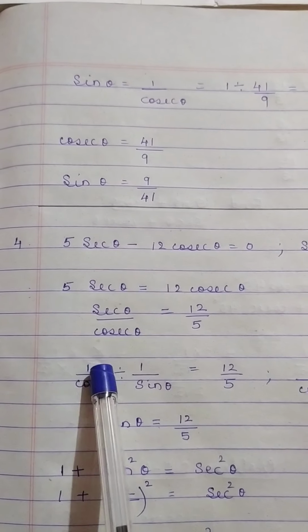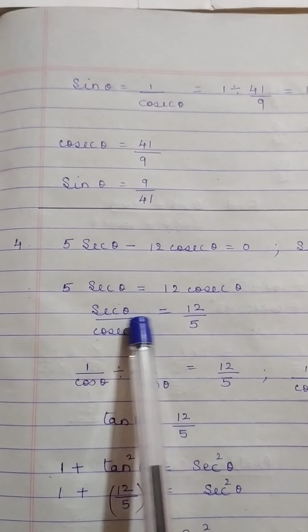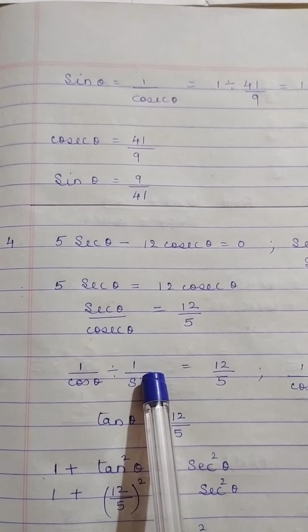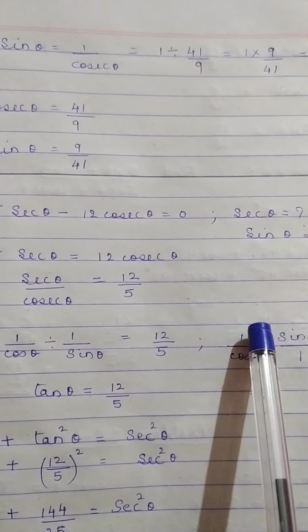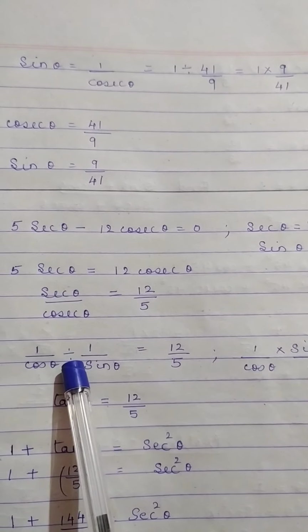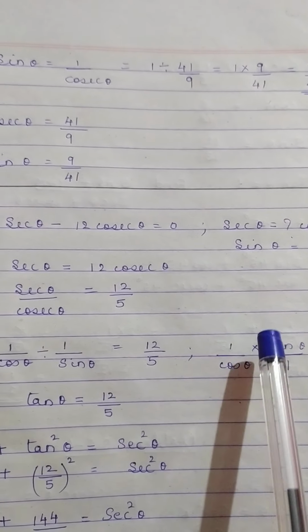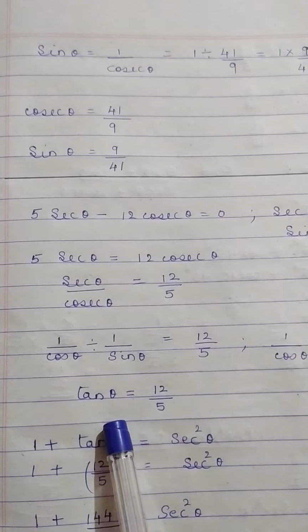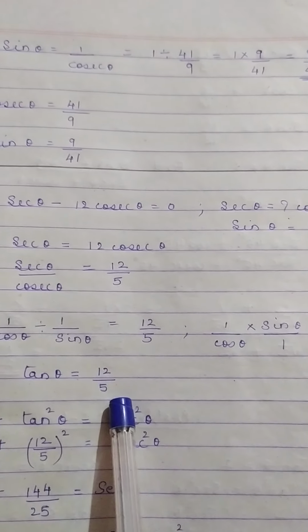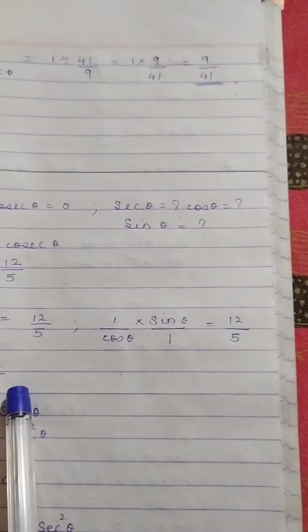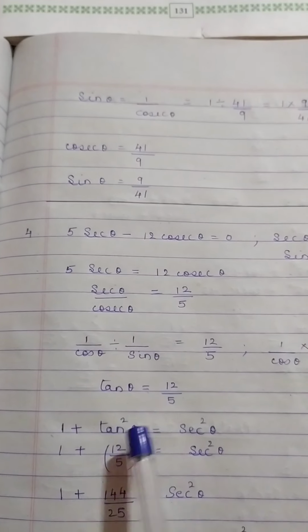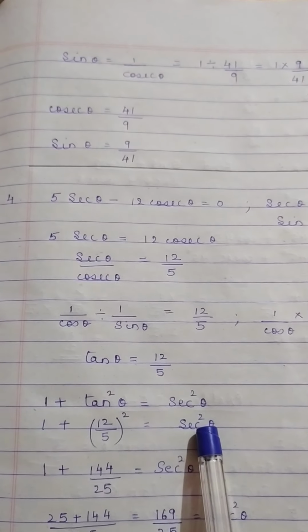Now what is sec theta? 1 by cos theta divided by, which is this sine. What is cosec theta? 1 by sine theta. So 1 by cos theta divided by 1 by sine theta. How do I do it? 1 by cos theta write as it is. Instead of this division sign, I am going to write the reciprocal. So when into, I write the reciprocal sine theta by 1. This is equal to 12 upon 5. What is sine theta by cos theta? Nothing but tan theta. So I've got tan theta is equal to 12 upon 5. Now what are the things that I need to find out? Sec theta, cos theta and sine theta. So I have got tan theta, use the identity 1 plus tan square theta equal to secant square theta.